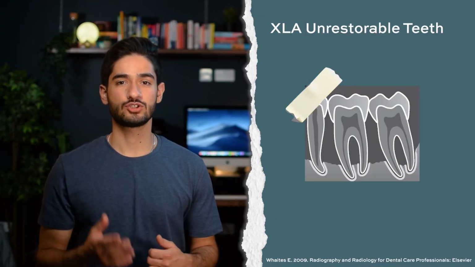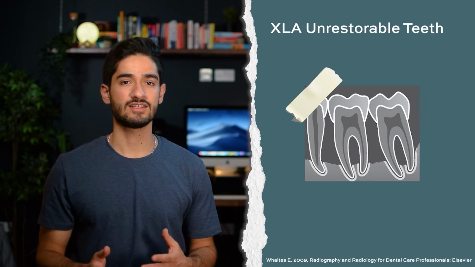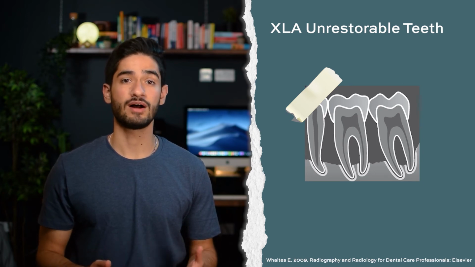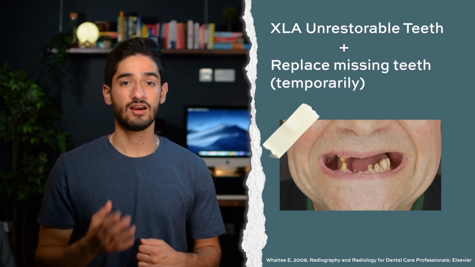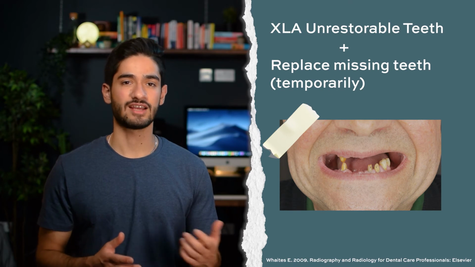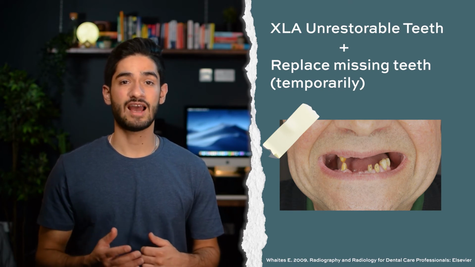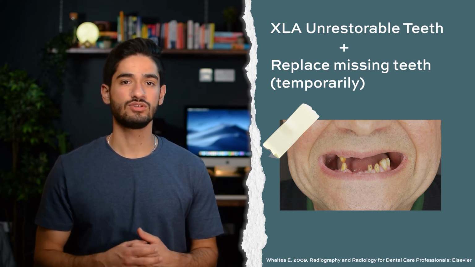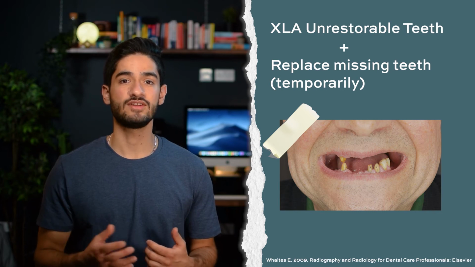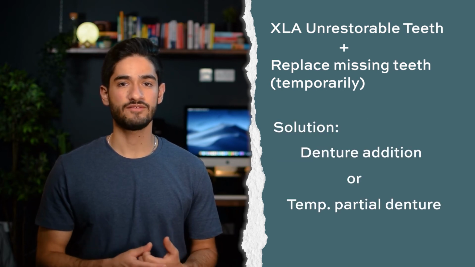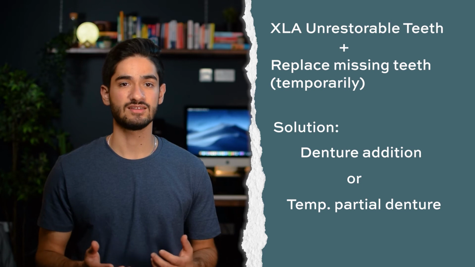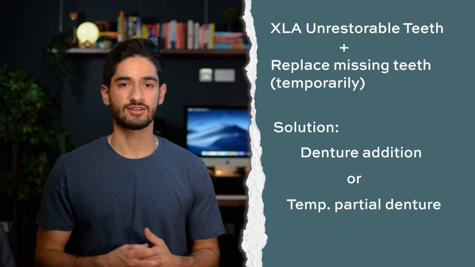Next up is planning for extractions of hopeless teeth, and this might be a retained root or a grade 3 mobile tooth with over 90% bone loss. And lastly, you want to provide temporary solutions to any gaps that they might have. This could be because they have a missing upper central incisor, or they struggle to eat because they don't have enough teeth in the arch. These kinds of problems can be temporarily fixed with denture additions to an existing denture, or if they don't have a denture, asking your lab to make a temporary partial denture.